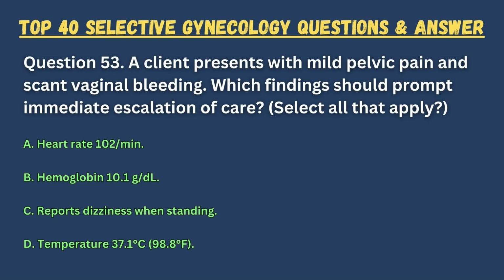Question 53. A client presents with mild pelvic pain and scant vaginal bleeding. Which findings should prompt immediate escalation of care? Select all that apply. A. Heart rate 102 per minute. B. Hemoglobin 10.1 gram per deciliter. C. Reports dizziness when standing. D. Temperature 37.1 degrees Celsius, 98.8 degrees Fahrenheit.